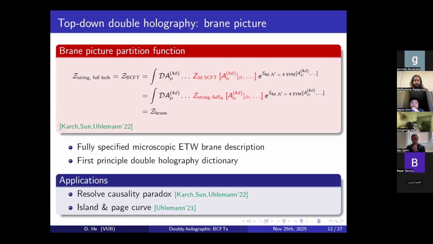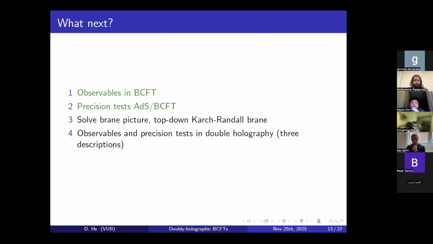So now I have finished the review and the motivation, like why we want to study double holography in string theory. And now I will move to the BCFT side in top-down and use the method of supersymmetric localization.